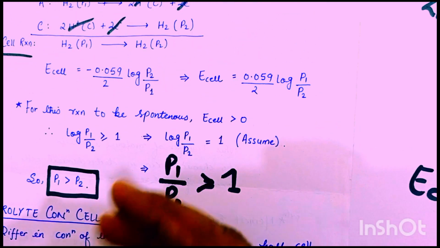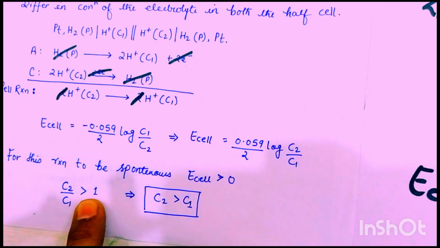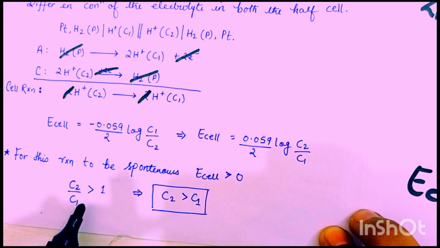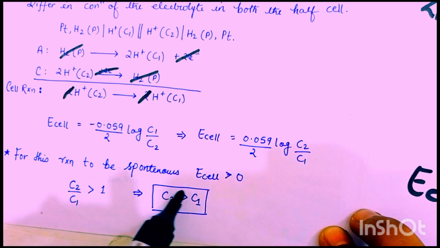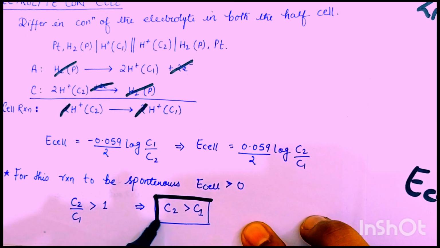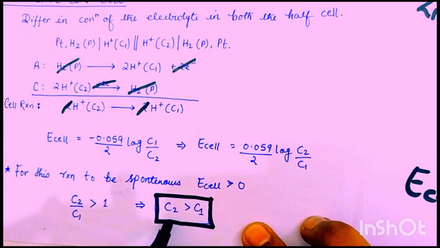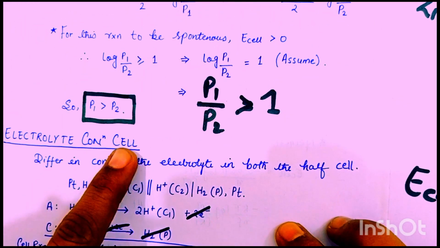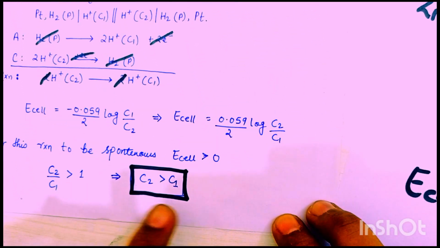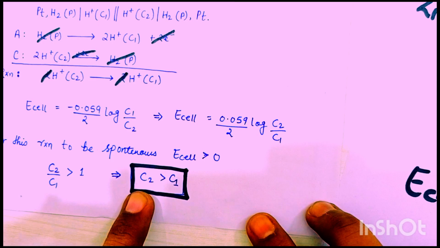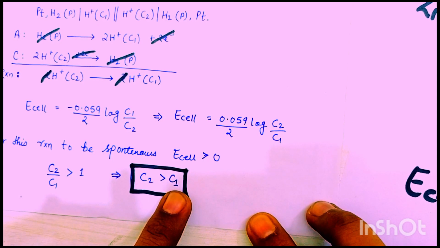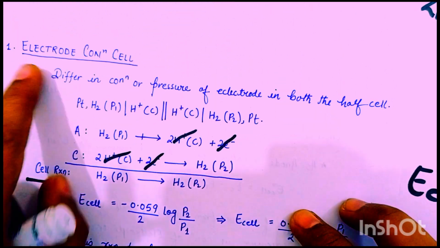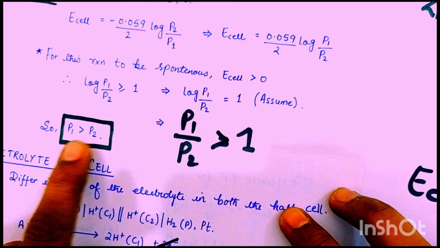Again, for the reaction to be spontaneous, as in the previous type, C2 upon C1 should be greater than 1. If C2 upon C1 is greater than 1, then we approach the condition where C2 is greater than C1 for the reaction to be spontaneous. Many times this question is asked in previous examinations: for the electrolyte concentration cell, what is the relation between the two different concentrations? The final or product side concentration should be greater than the reactant side concentration. C2 should be greater than C1, and for the electrode concentration cell, P1 should be greater than P2.